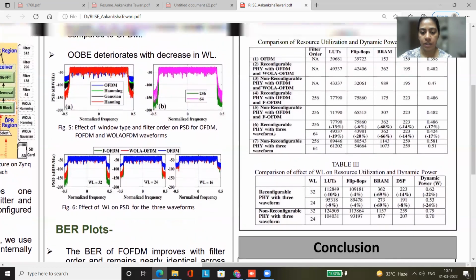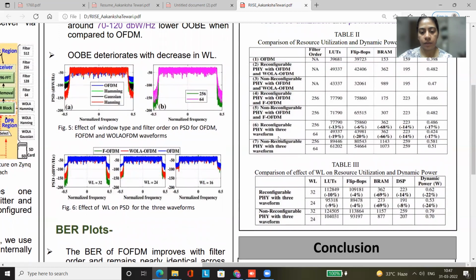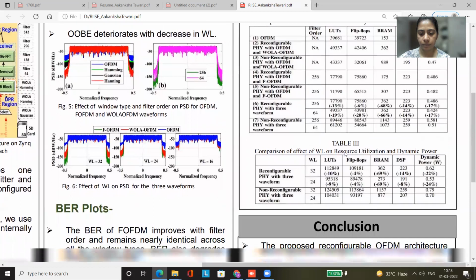For architectures 6 and 7, we have all the 3 waveforms integrated here, in the reconfigurable and non-reconfigurable architectures. The resource utilization of the non-reconfigurable architecture is much higher than the reconfigurable one. Also, the power consumption is much higher, thus demonstrating that our reconfigurable architecture outperforms the non-reconfigurable architecture.